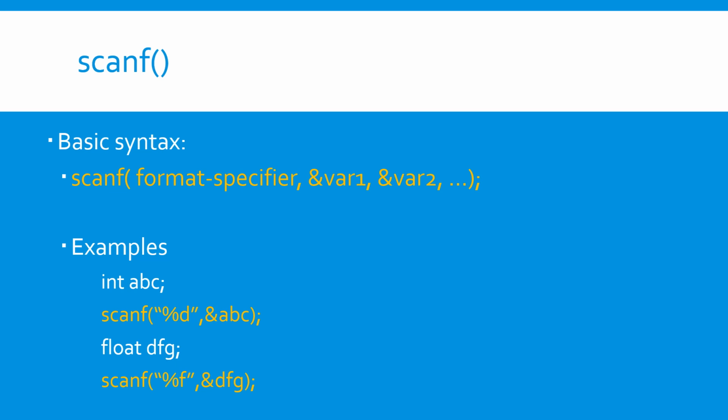Two examples: we have the variables int abc and float dfg. If we have to input the values from the keyboard, we can use the following scanf statements: scanf("%d", &abc); scanf("%f", &dfg); Now this can be written as a single scanf statement: scanf, open bracket, open double quote, %d %f, close double quote, put a comma, then &abc, put a comma, &dfg, close bracket, put semicolon. So this is how the scanf function will be used in a program.